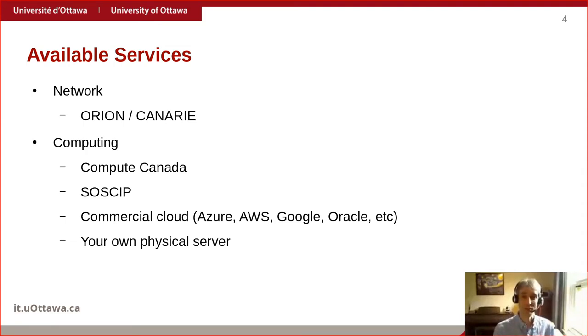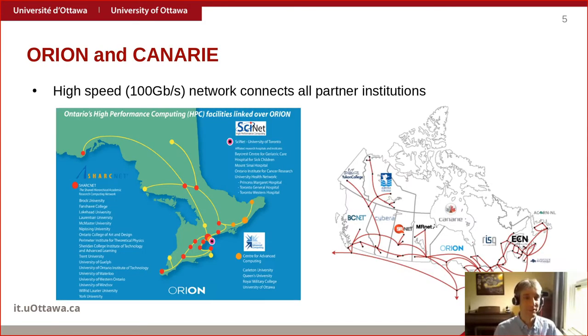And the other big resource that is available out there is our data center. You can buy your own physical server and place that in our data center. And that's also free. I mean, the server is not free, but the hosting is free. So Orion, Canarie, it's a really, really fast network. It's about 100 gigabit per second, and it connects all of the institutions in Canada.